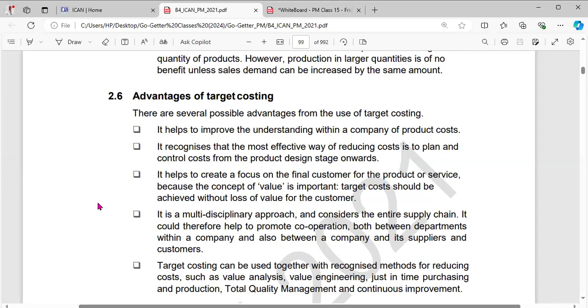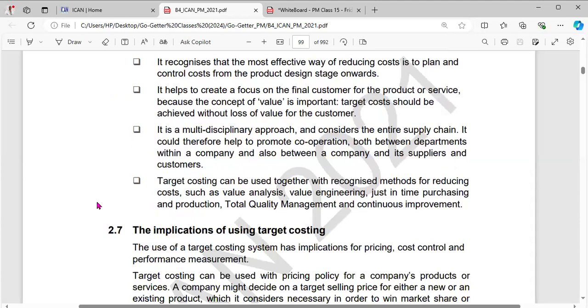It is a multidisciplinary approach and considers the entire supply chain. And target costing can be used together with recognized methods for reducing costs, such as value analysis, value engineering, just-in-time production, and then total quality management.